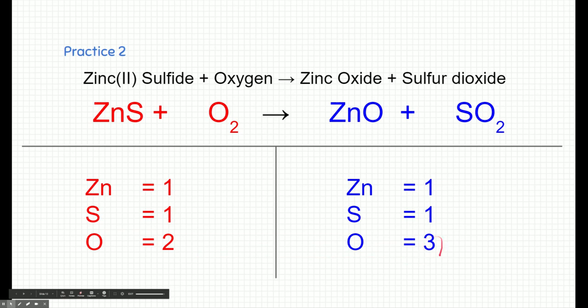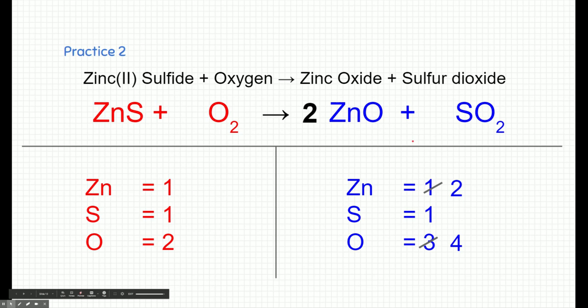I don't like the fact that the oxygen on the right is 3, or an odd number. That doesn't go into the oxygen on the left very well. So I'm going to times this odd oxygen right here by 2. What that does is it changes both my zinc and my oxygen. I have to add a coefficient. I cannot just add a little subscript down here because that's going to change zinc oxide's formula.